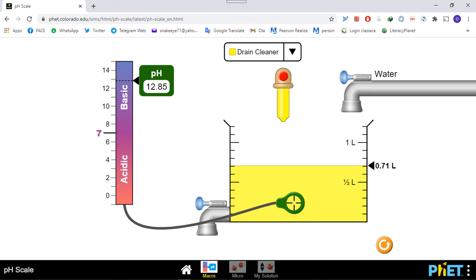So, all in all, if you added pure water to an acid or a base, they both get closer to 7. The acid's pH gets closer to 7, or increases, and the pH of the bases gets less and closer to 7.